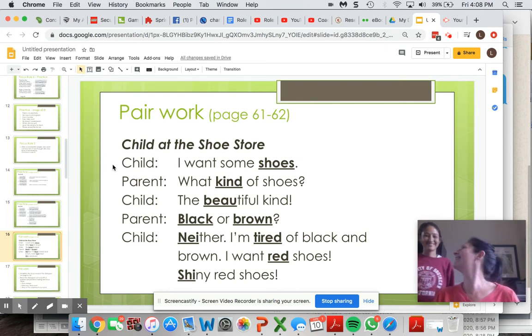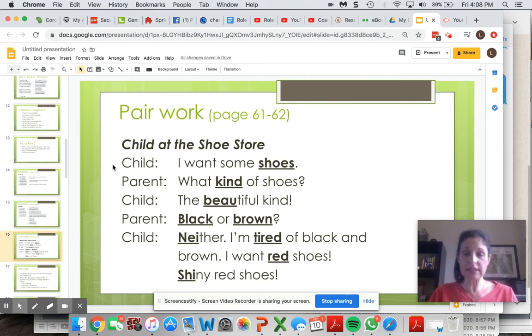Thank you, Aya. You can go now. So notice two things. In the parent line, when the parent says black or brown, both of those words are focus words because they're two different choices. It's okay to have two focus words in one sentence. The other thing I want to point out is Aya said neither. You can say neither or neither. Both of those pronunciations are fine.